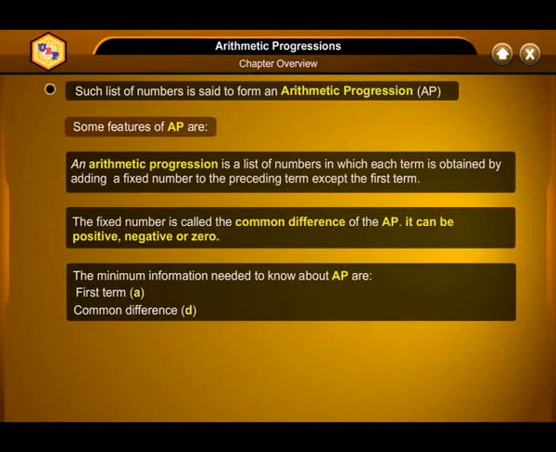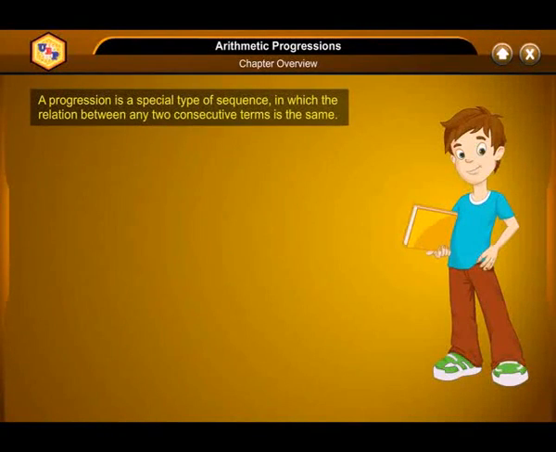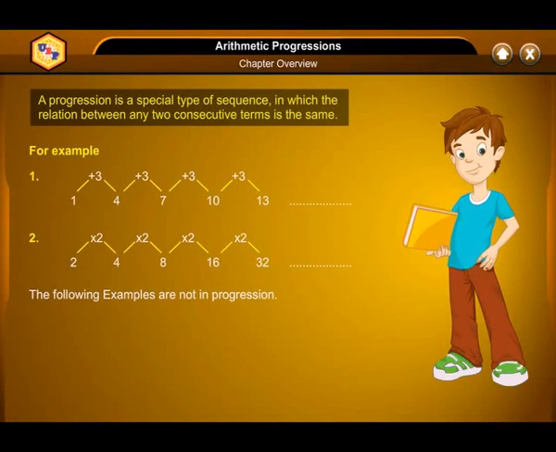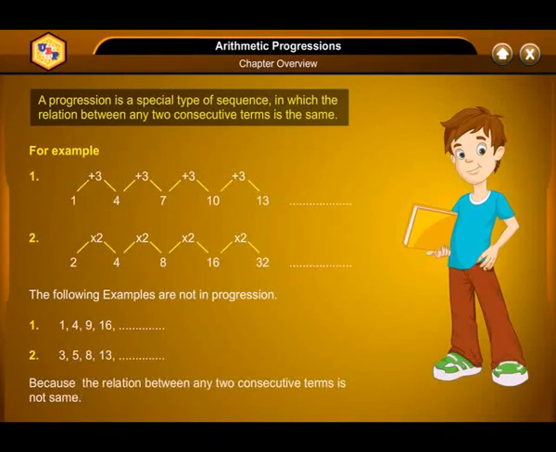The minimum information needed to know about an AP is: first term a, common difference d. A progression is a special type of sequence in which the relation between any two consecutive terms is the same. For example, the following are not progressions: 1, 4, 9, 16; 3, 5, 8, 13. Because the relation between any two consecutive terms is not the same.